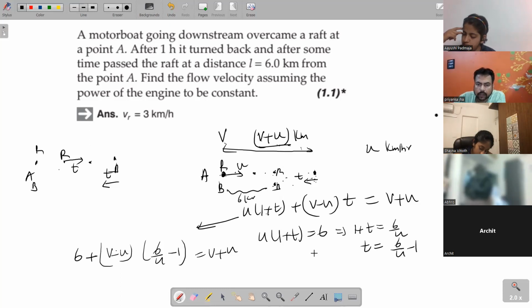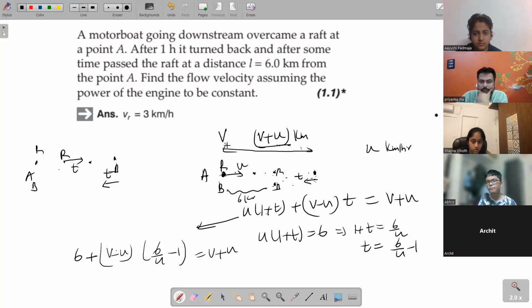It is not solving. You have to equate the distance each of them moved. See, in 1 hour the boat will travel V plus U. In 1 hour the raft will also travel some distance, and in another T hours, 1 plus T into U. Plus from here to here the boat will travel V minus U into T. The sum of this should be equal to this, and after some time they pass the raft at a distance of 6 kilometer from point A. So this distance is 6 kilometer.